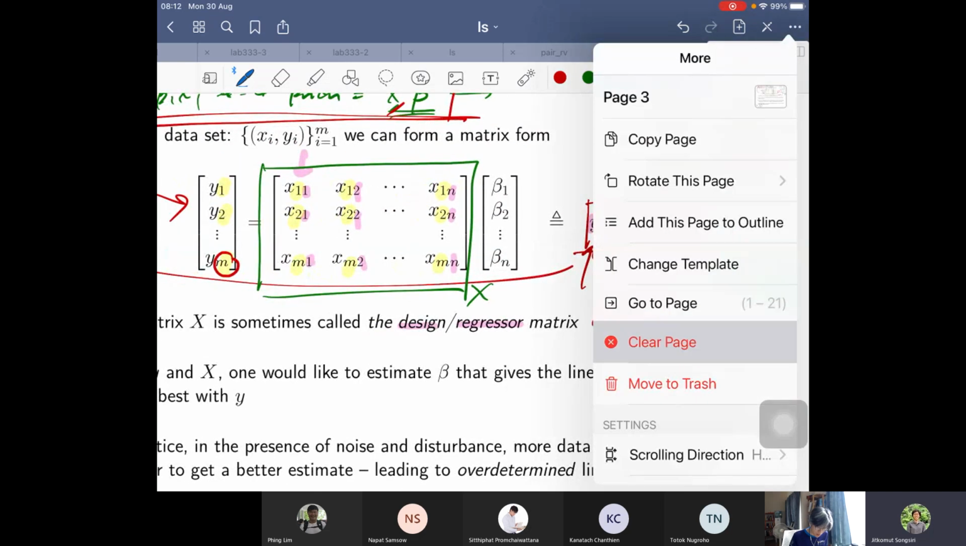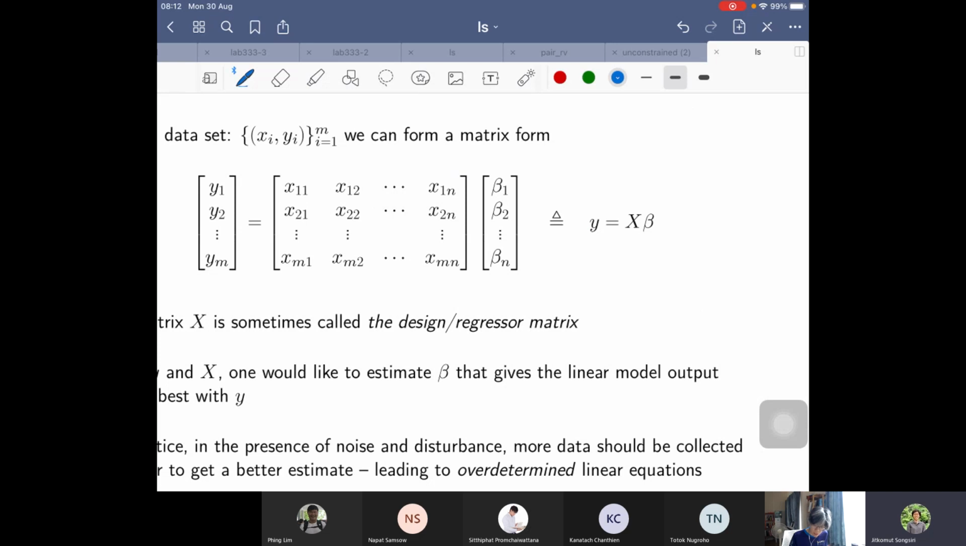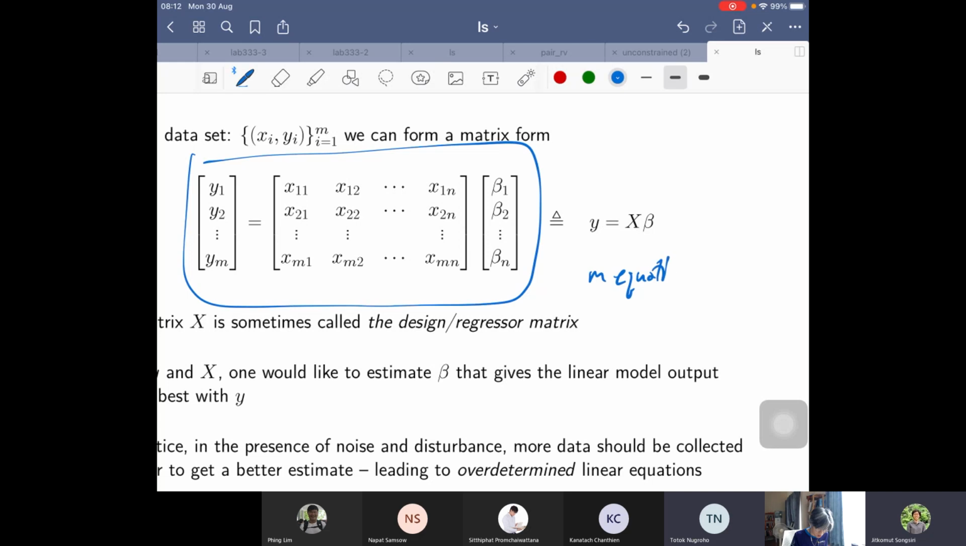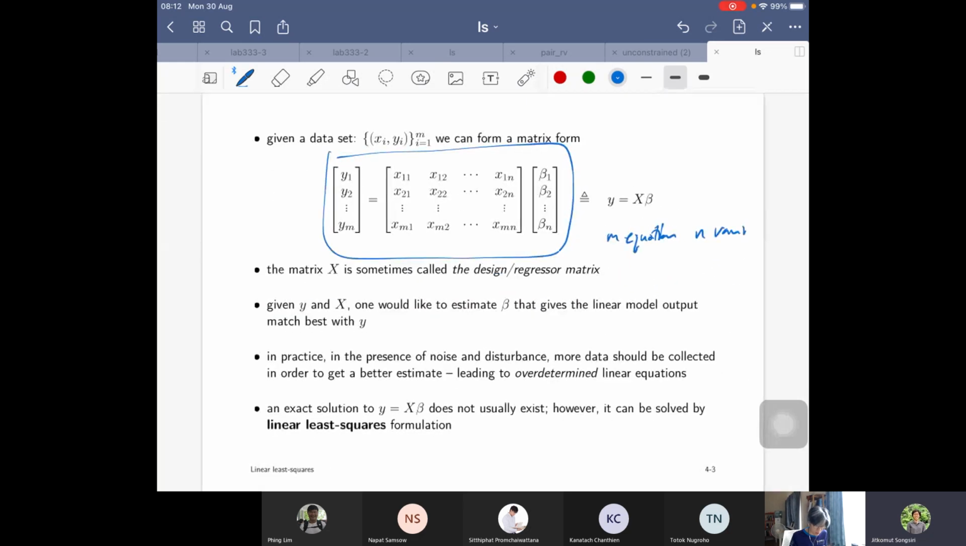Okay, from this slide, how many equations, how many variables? If you look at this notation, Toto, can you answer that? There are m equations with n variables. Yes, very good. M equations, n variables. You see that this is a rectangular system. It doesn't have to be square. So m is the number of measurements.